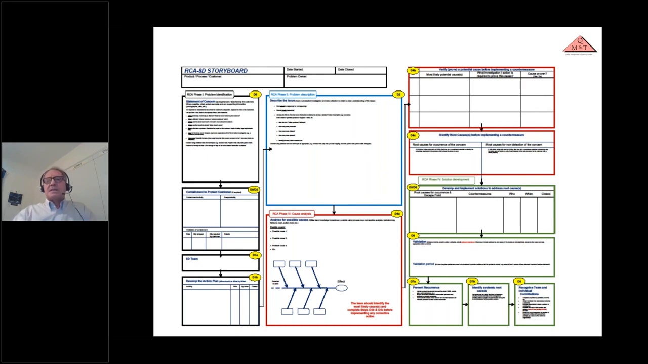This style of worksheet may be printed on A3 paper. That often works quite well. I often see larger formats being used as well, and this enables photographs and other information to be added in. So it's very visual and it helps to facilitate the activity.